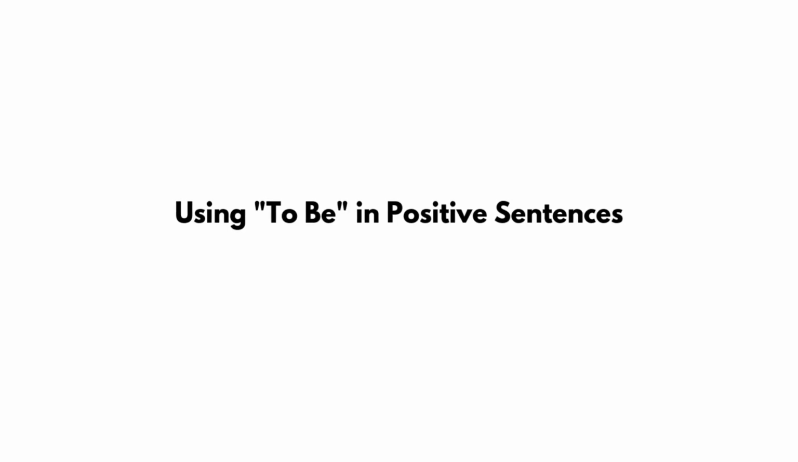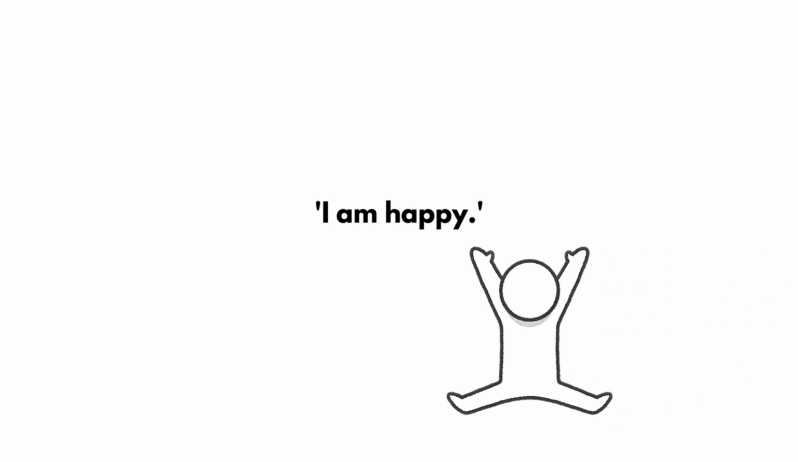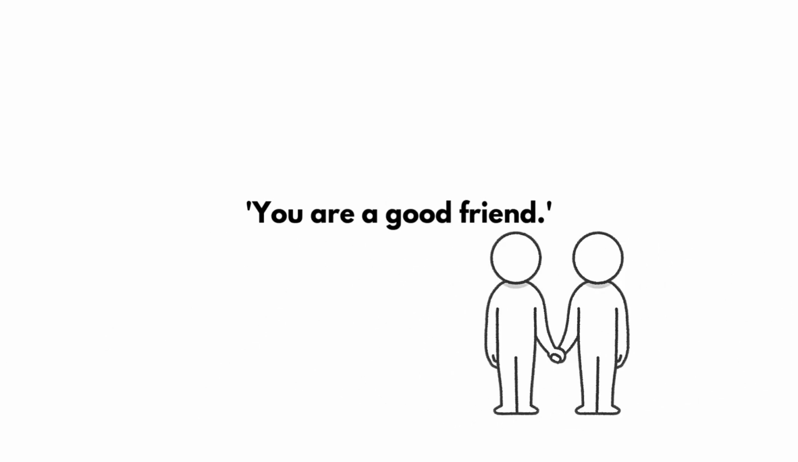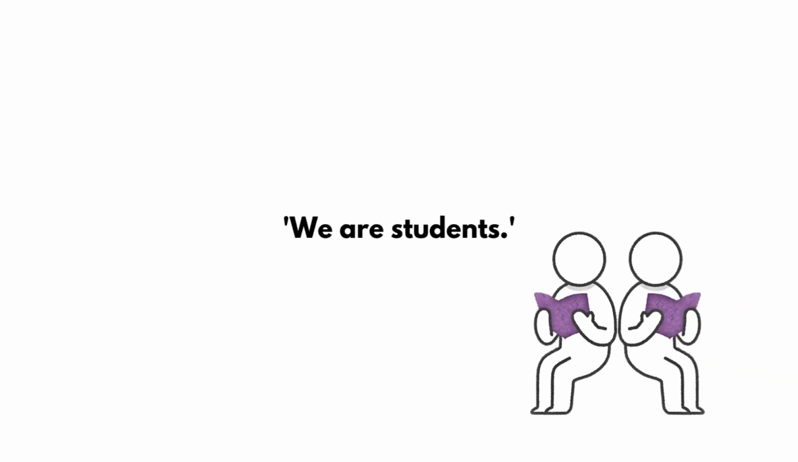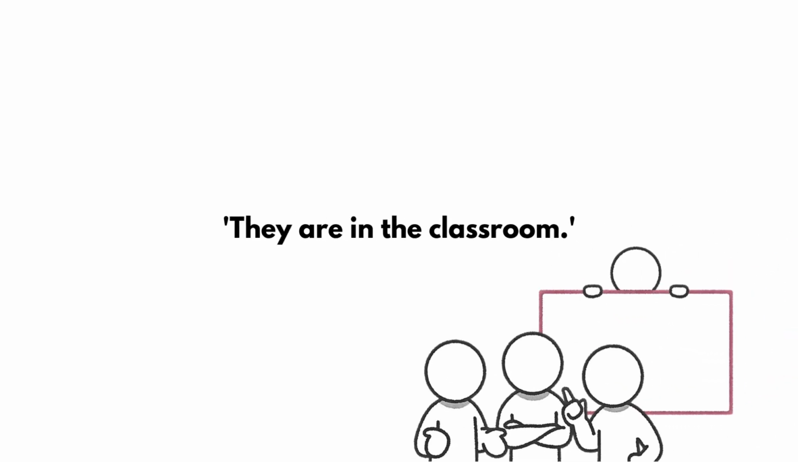sentences. When we use to be in positive sentences, it's simple. Here are some examples. I am happy. You are a good friend. He is a doctor. We are students. They are in the classroom.